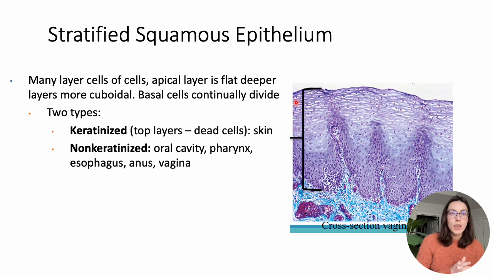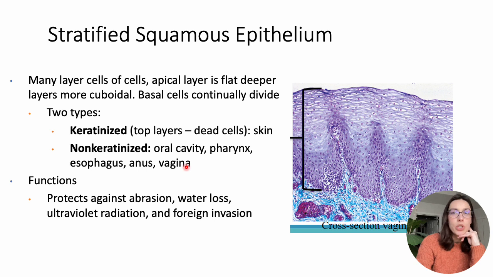Whereas non-keratinized is still many layers. It still is protective because we have many layers, but the cells do not have to be dead because they're not facing an outside dry environment. So these are found in your oral cavity, in your mouth, in the pharynx, which is the back of your mouth, kind of your throat, the esophagus, the tube that's going down to your digestive tract, anus, and inside of your vagina, for those of you who have a vagina.